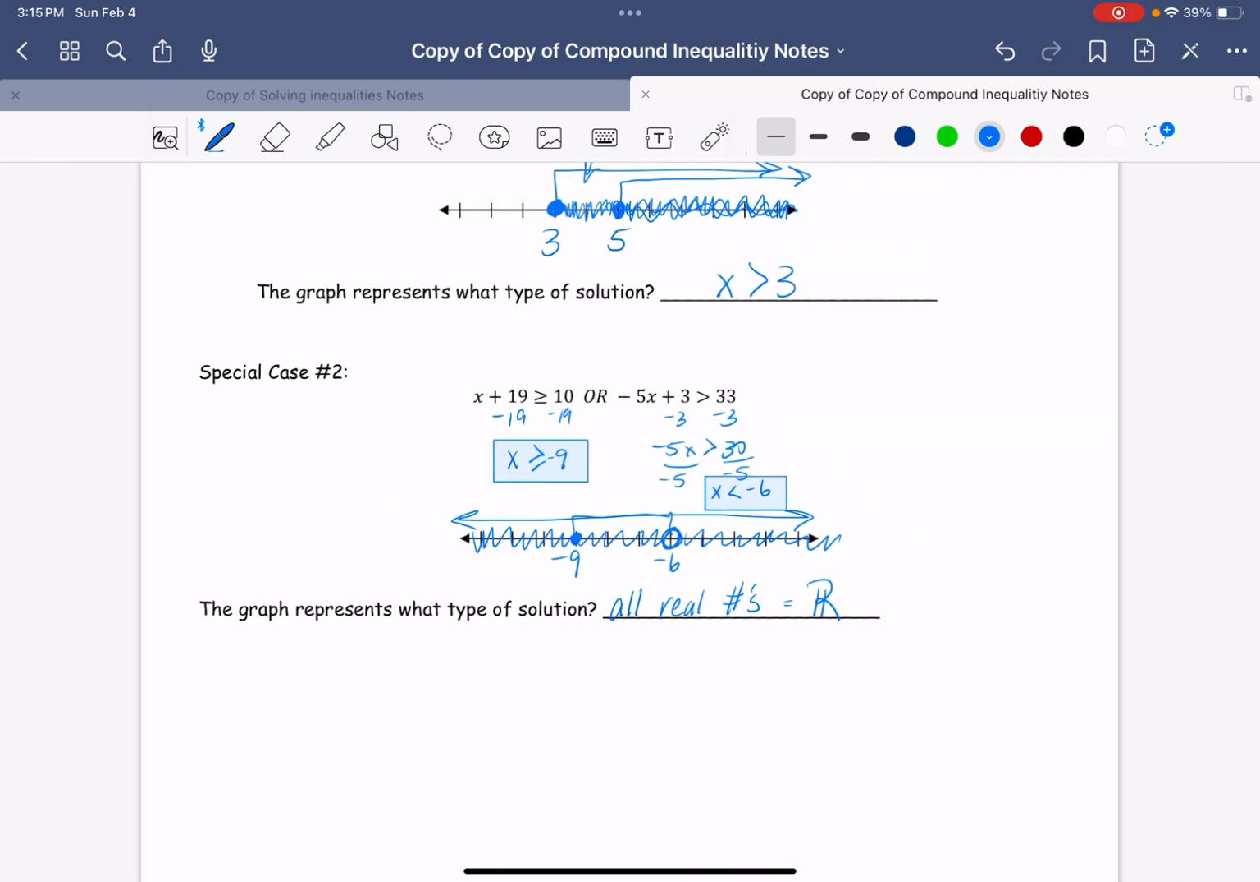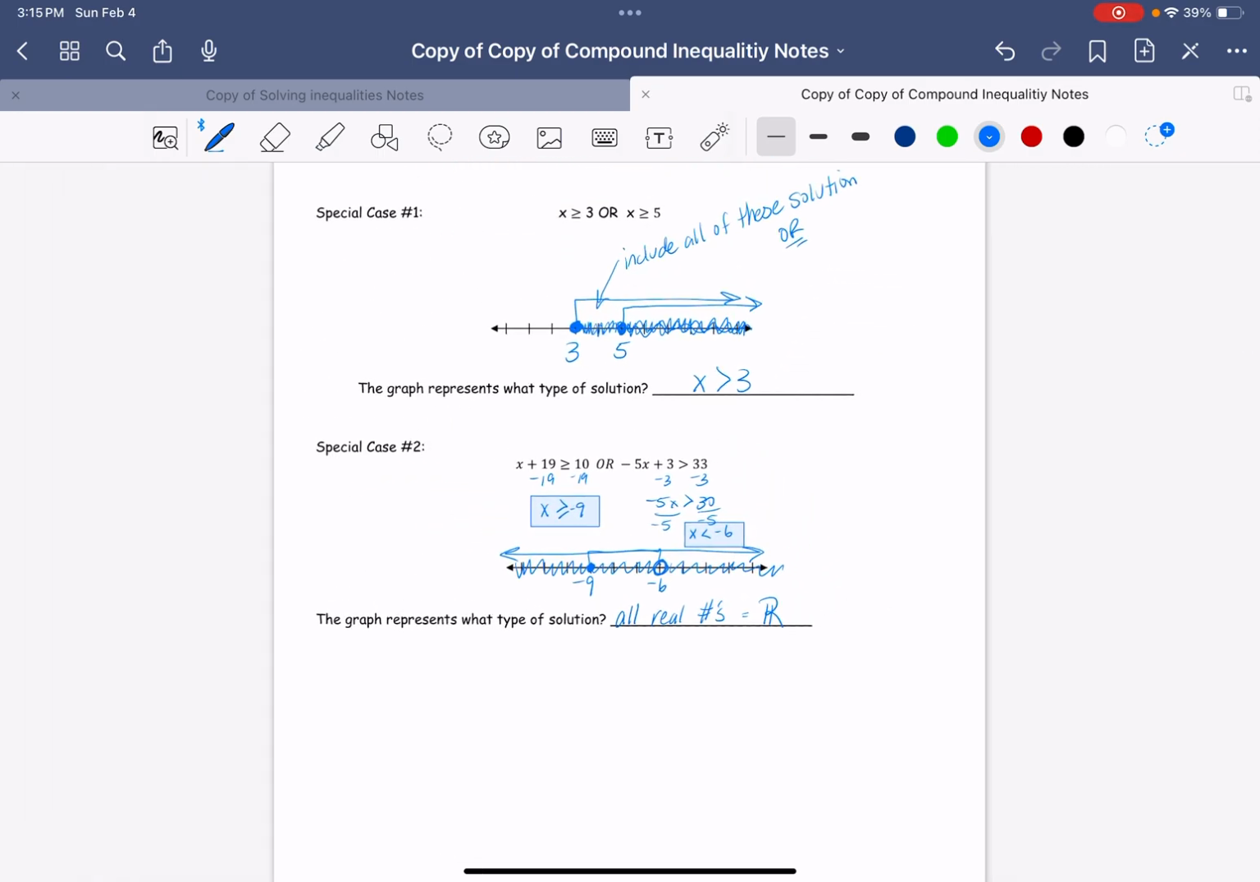Okay, so those are all of your possible solutions for compound inequalities that are or statements. All right, let's go ahead and switch over to the homework.